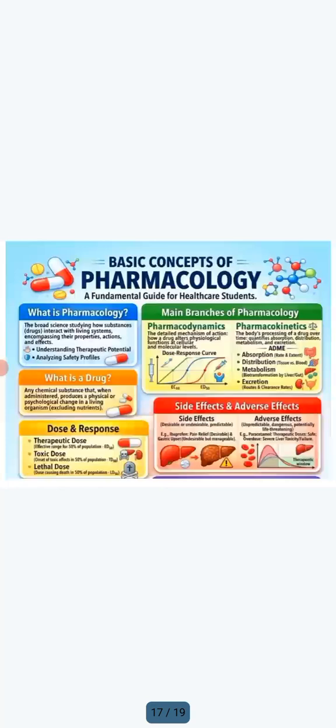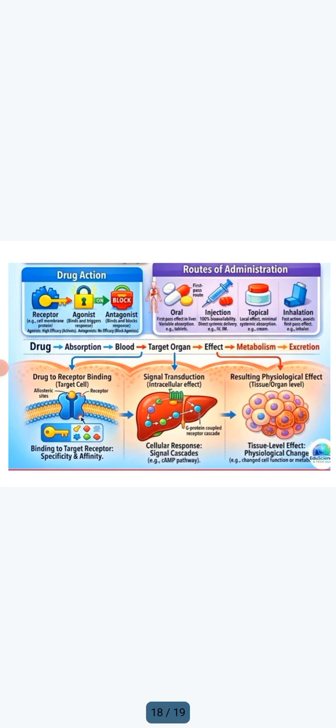And what are side effects and adverse effects? A side effect is, for example, if you take tablets continuously for a prolonged time, it affects the internal organs. An adverse effect is the formation of allergies. Next, drug action: we have receptors, agonists and antagonists. So this is the way drug actions work. And there are many routes of administration, mainly oral, injection, topical, and inhalation.